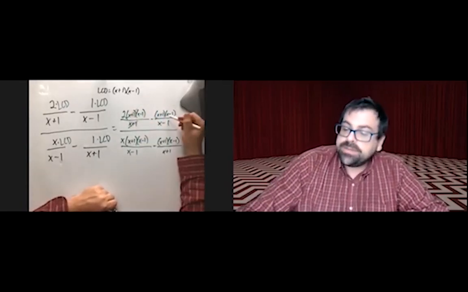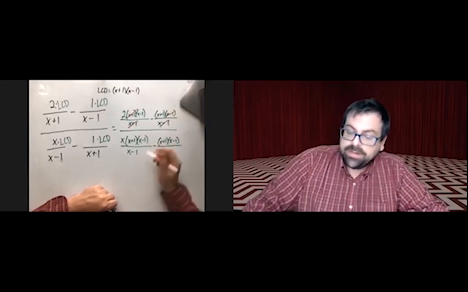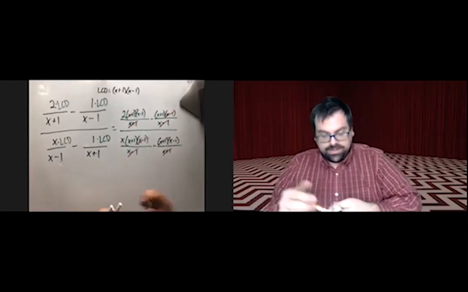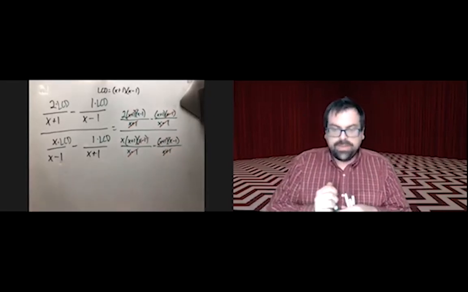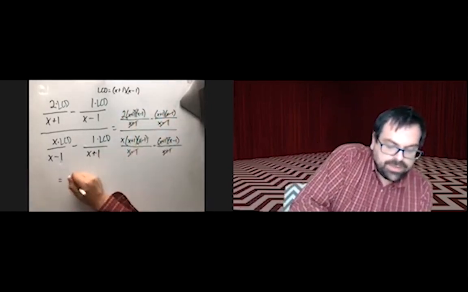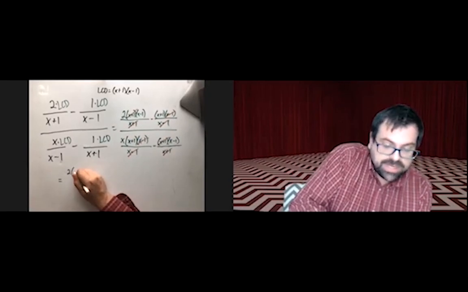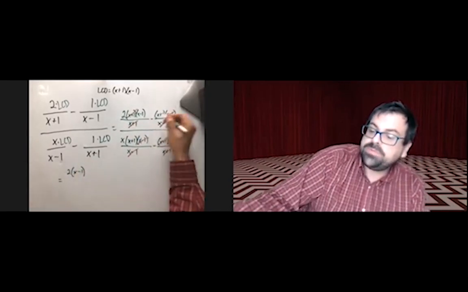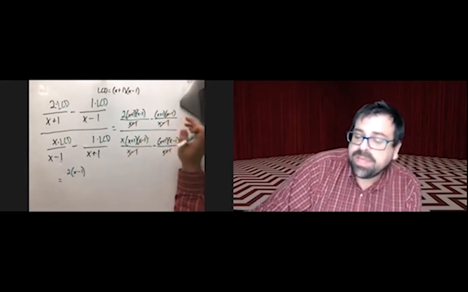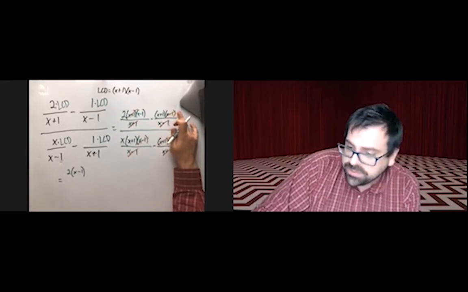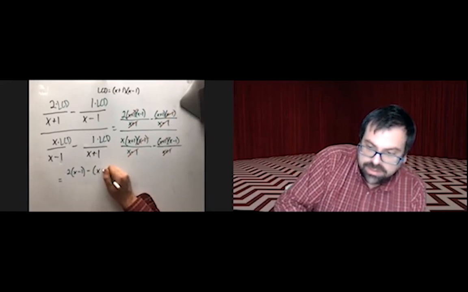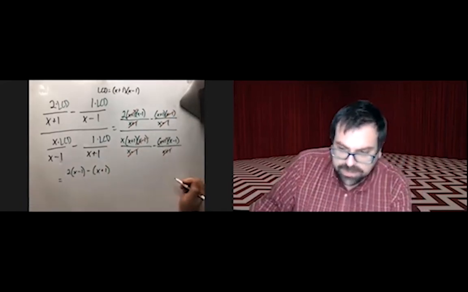X plus 1's cancel there. X minus 1's cancel there. X minus 1's cancel there. X plus 1's cancel there. All we're left with on the top left now is 2 times x minus 1. And then we're subtracting everything we're left with here because we were originally subtracting the fraction. So we have to subtract everything the fraction reduces to. In this case, we're subtracting the entire in parentheses x plus 1.